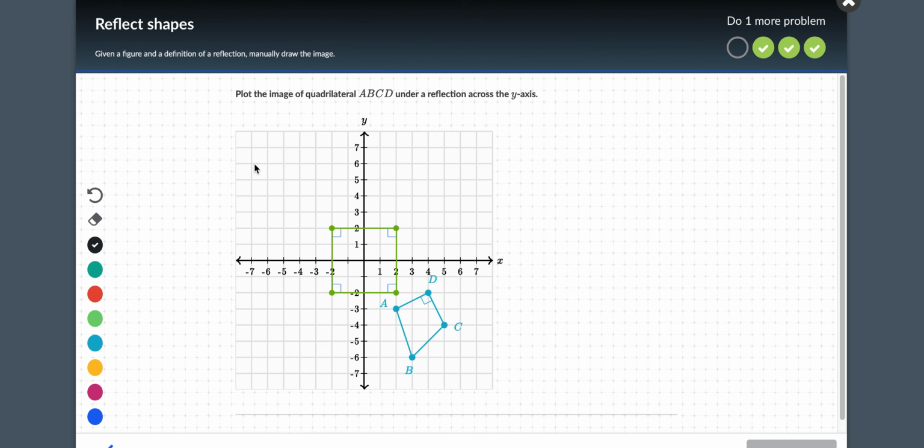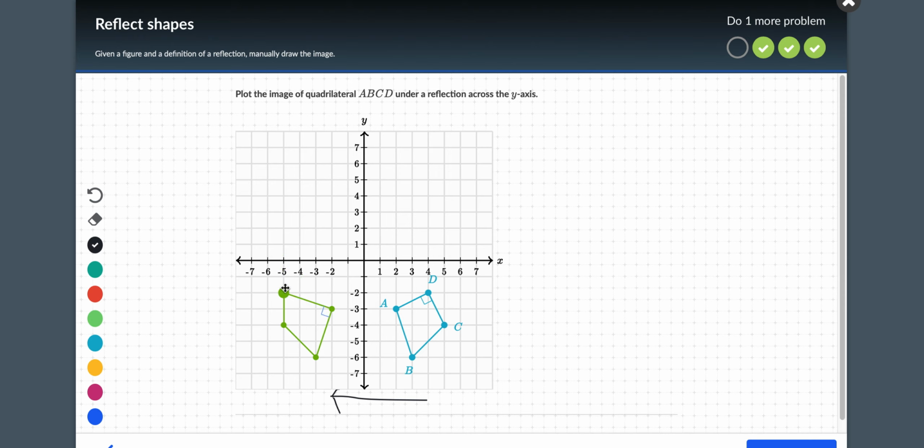Plot the image of quadrilateral ABCD under a reflection across the y-axis. Okay, so it's going to go across there. Alright. So, B is 1, 2, 3, and 1, 2, 3. C is 1, 2, 3, 4, 5, and 1, 2, 3, 4, and 5. Alright, now A is just 1, 2, and 1, 2, so that was already in place.